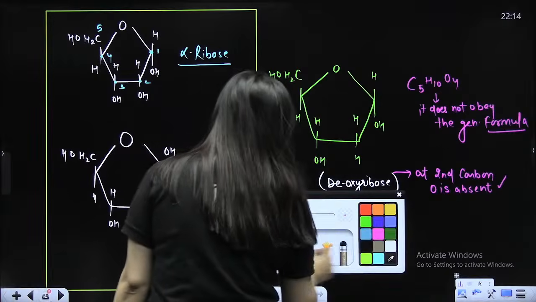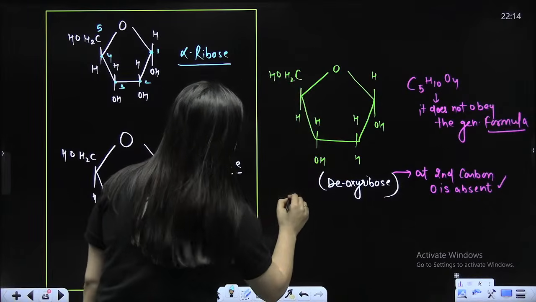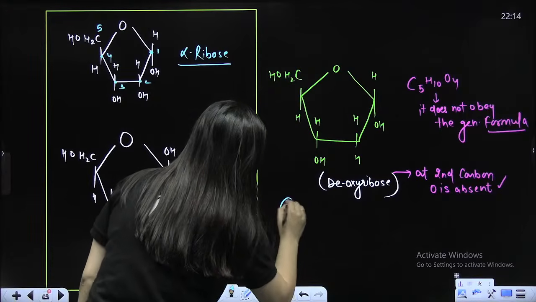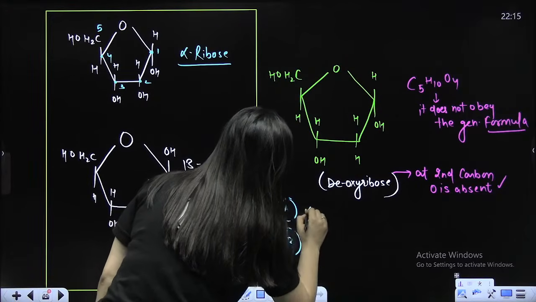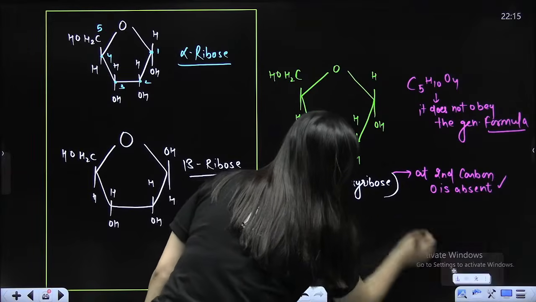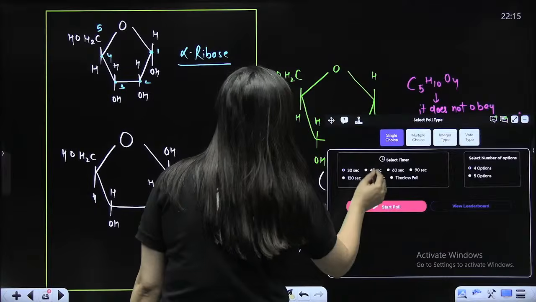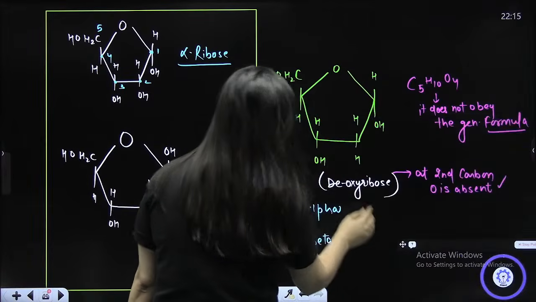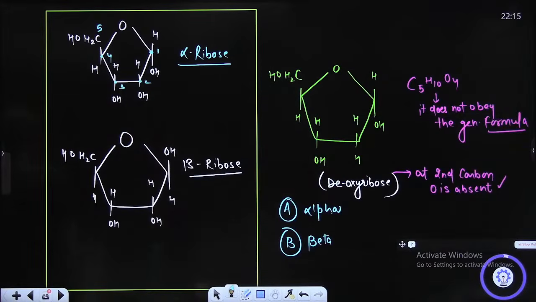This is your deoxyribose. Now you have to tell me, option A, option B. Is it alpha deoxyribose or is it beta deoxyribose? That's what you have to answer. I will start the poll for 45 seconds. Is it alpha or is it beta?